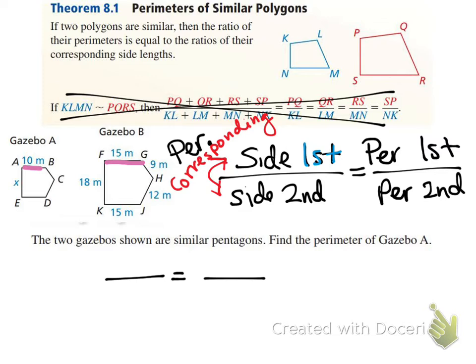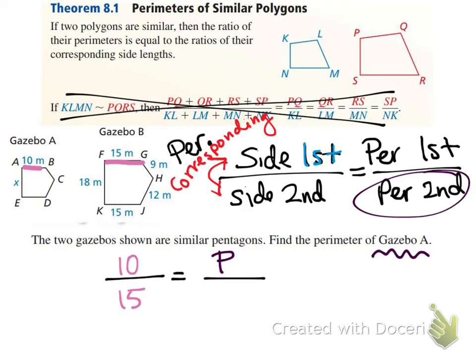So when we go to plug in our first side, it's going to be 10. Okay, it's from our first figure. And then we're going to plug in 15 from our second figure. And it will equal the perimeter of the first, but our whole goal here is to find the perimeter of the first. We don't know it. So we could just put P for perimeter. You could put X. It does not matter. And then over the perimeter of the second.